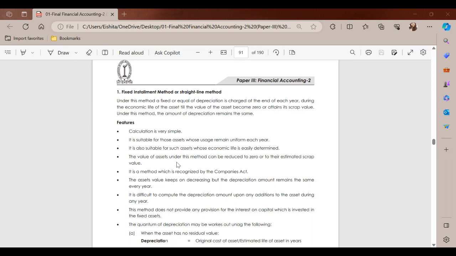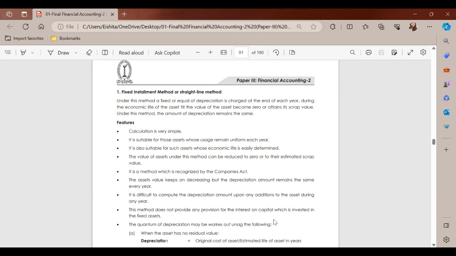So I will explain the example on page 90, which is this page. Why is this method used? Because of its simplicity and because its calculation is very simple.